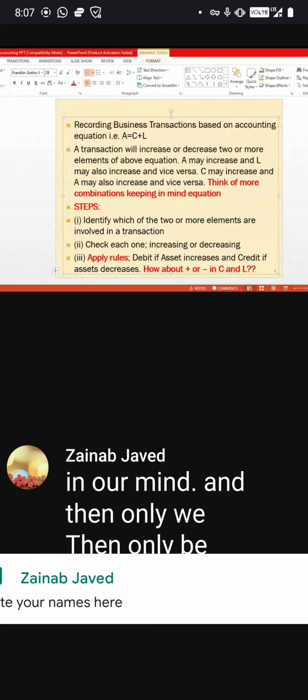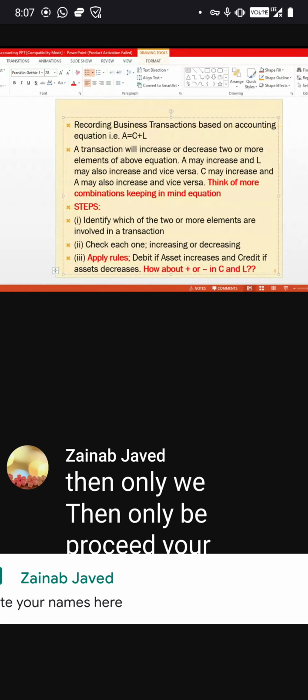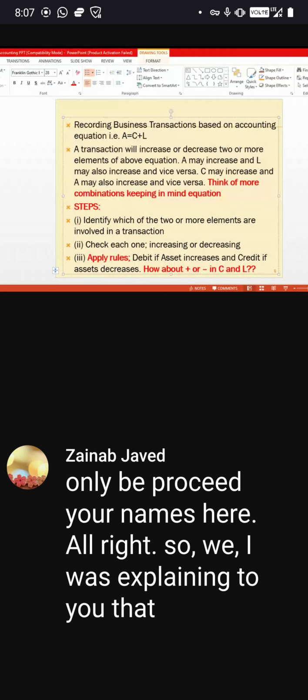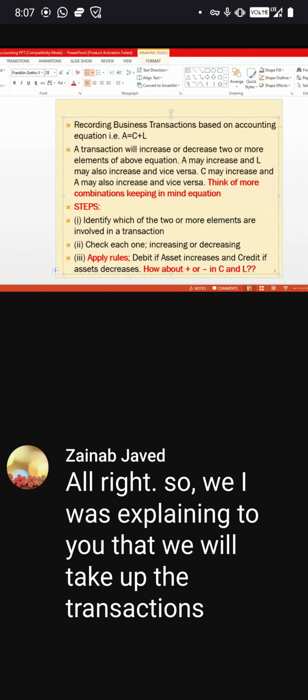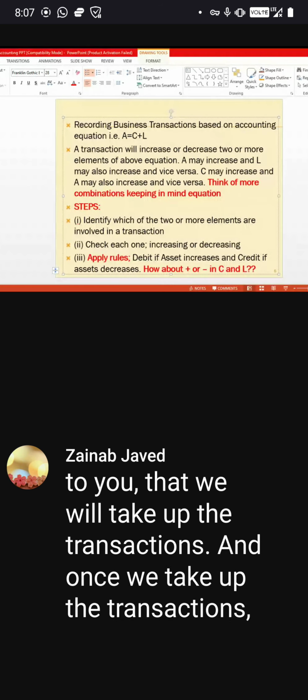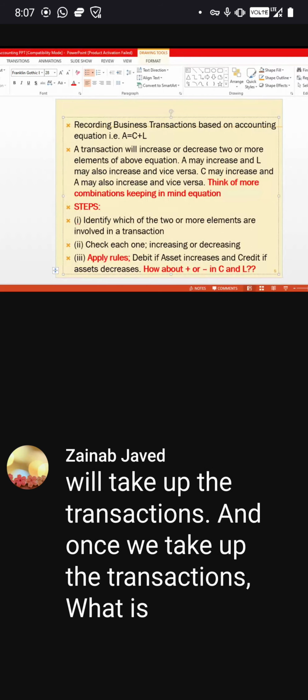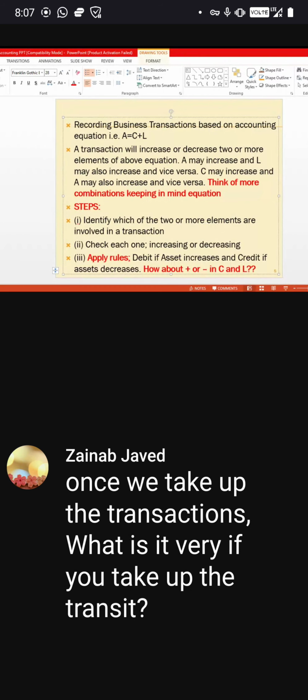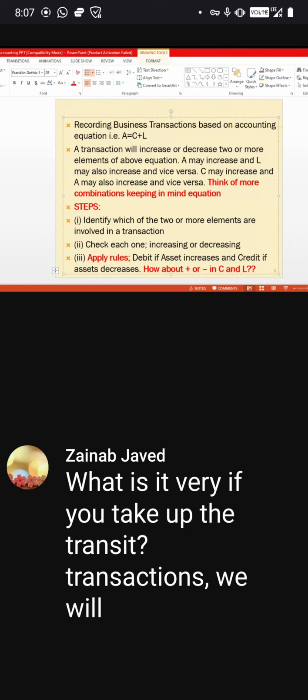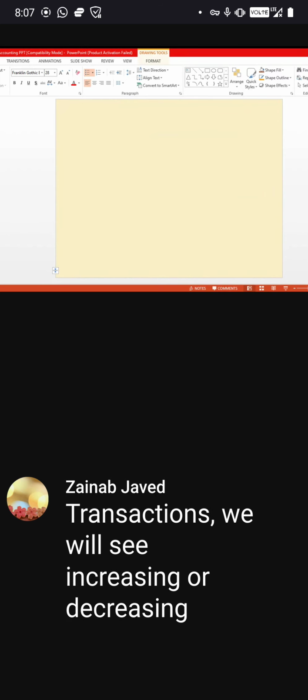All right. So I was explaining to you that we will take up the transactions. If we take up a transaction, we will see increasing or decreasing, and accordingly we'll proceed.